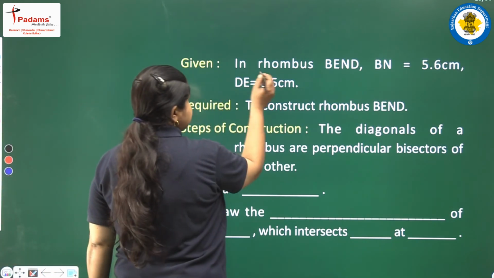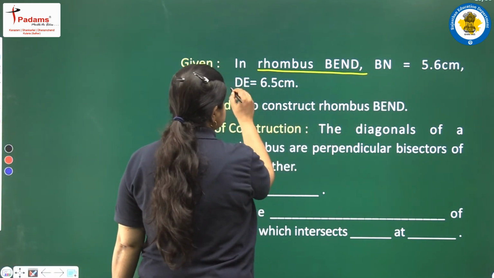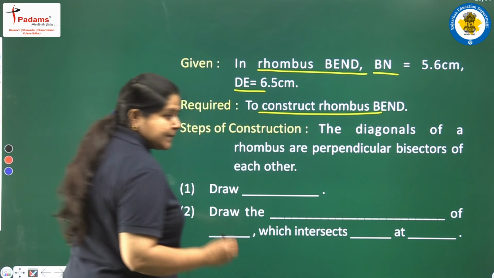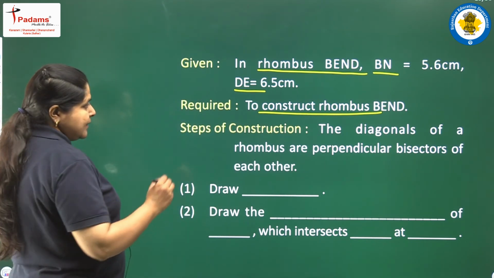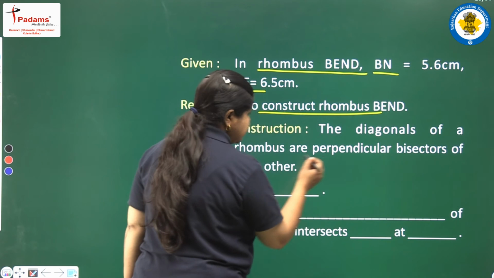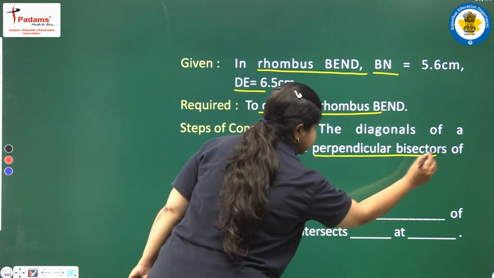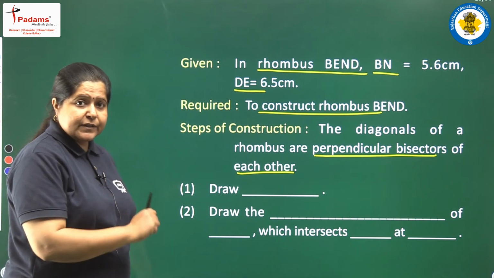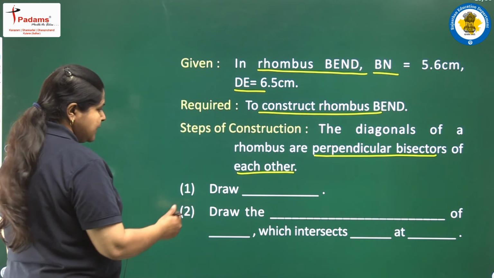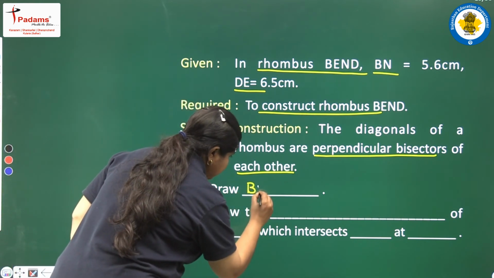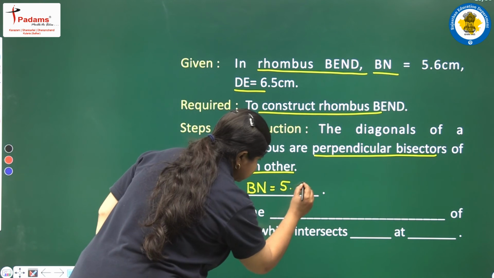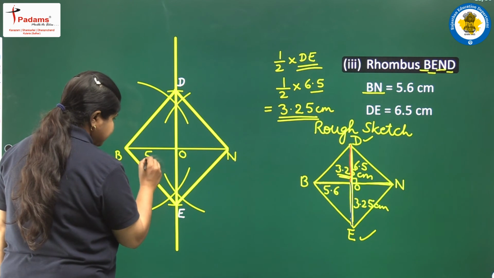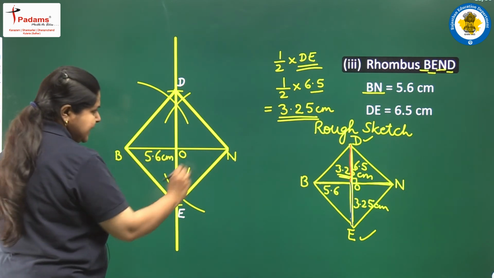First we write what is given in rhombus B, E and D. These 2 diagonals have been given and we are required to construct rhombus B, E and D. First, write the property: the diagonals of a rhombus are perpendicular bisectors of each other. It's compulsory, it's mandatory to mention this property which is being applied here. Then first draw BN equal to 5.6 centimeter.